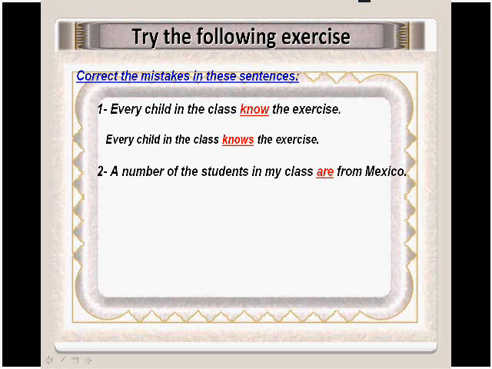Number 2, a number of the students in my class are from Mexico. A number, okay. Even though we have here students, which is plural. So we have a number of the students in my class are from Mexico. Be careful, this is an amount. I'm just helping you to answer this on your own.